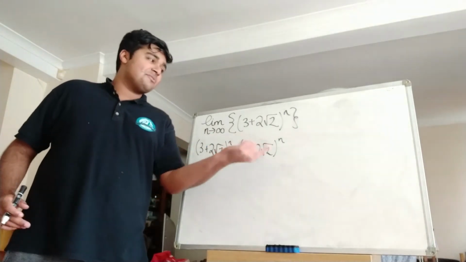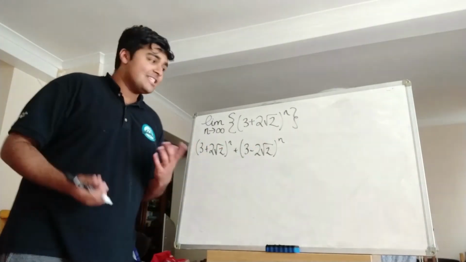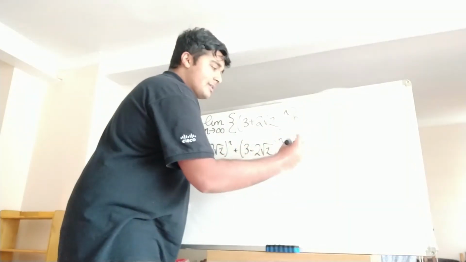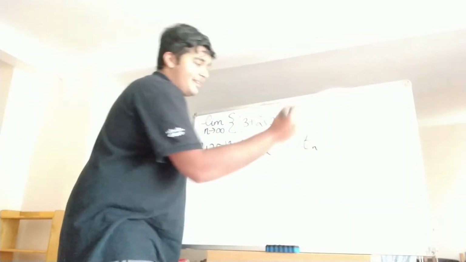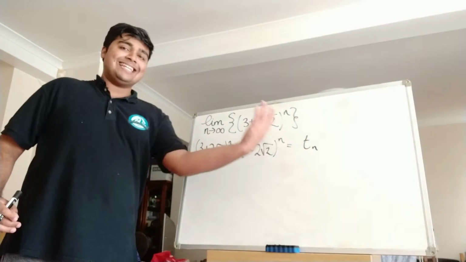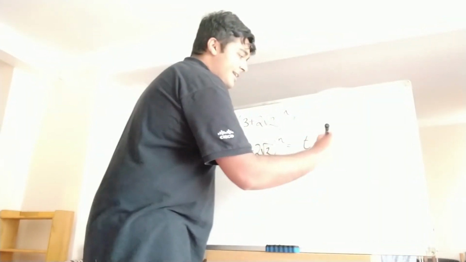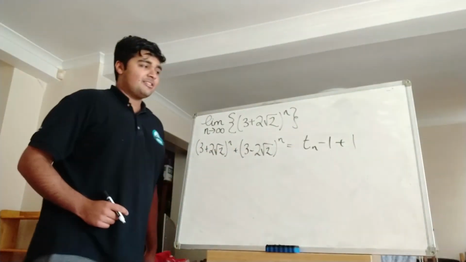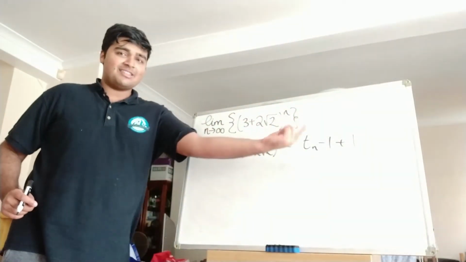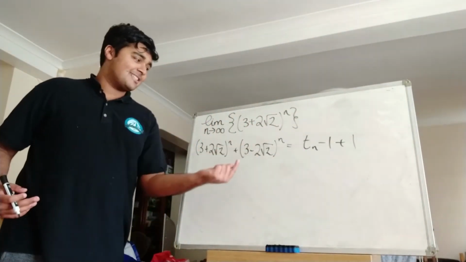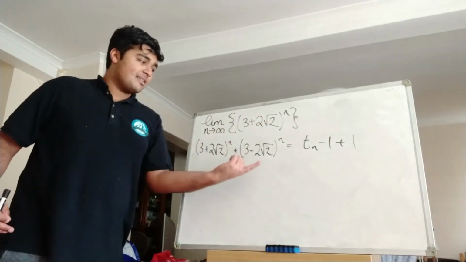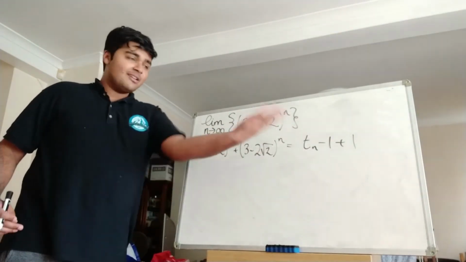plus (3 - 2√2)^n, is always an integer, so I can write this equals, say, t_n, where t_n is an integer. But now what I'm going to do is just write it as t_n - 1 + 1, like so. And it might be a bit weird to see why I've done that, but it'll become clear in just a second. Now what I'm going to do is just subtract this (3 - 2√2)^n from both sides.